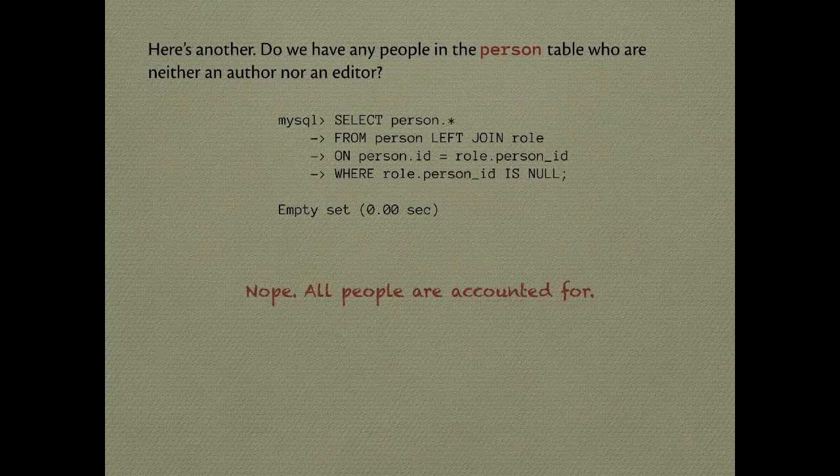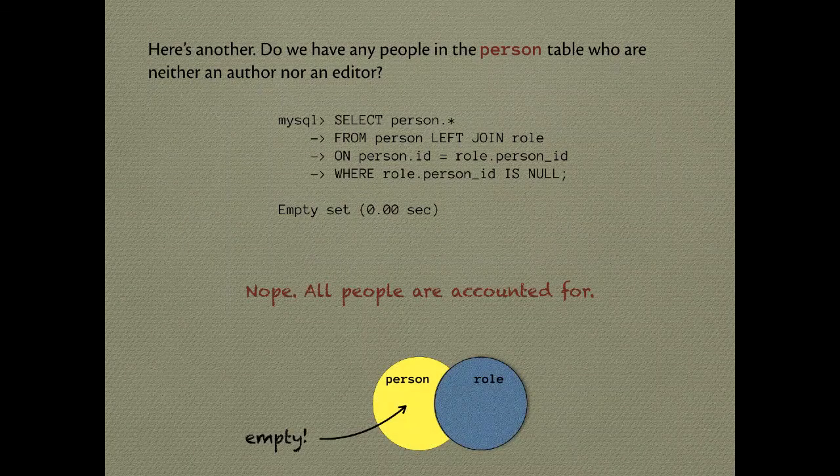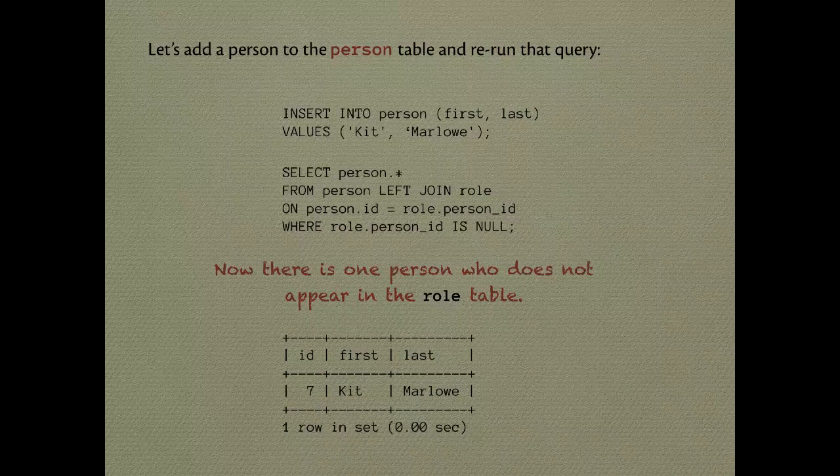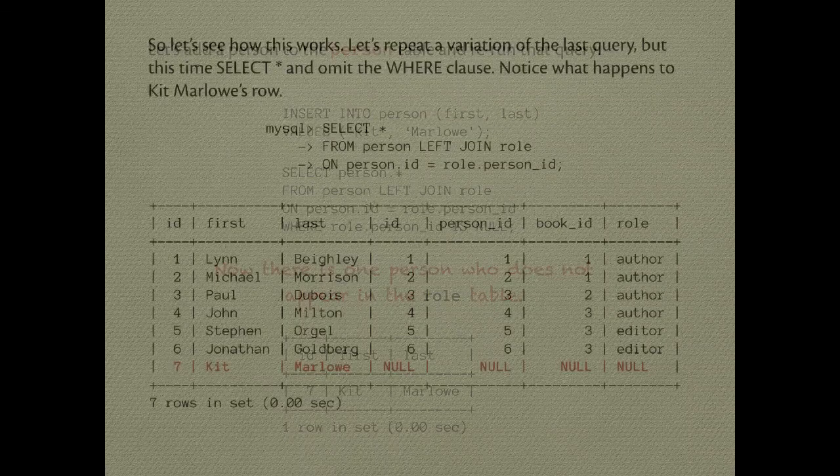And then we did the same thing with the person table. We looked for all people who are not in the role table. Same thing. When we have all the people in person, subtract all the people in role, there was nothing left over. It was empty. So that meant that all of our people were accounted for. And then we added Kit Marlowe. Now we did the left join again, but now we did have one person. There's one person in the person table who is not in the role table, and that's Kit Marlowe. That's exactly what we would expect.